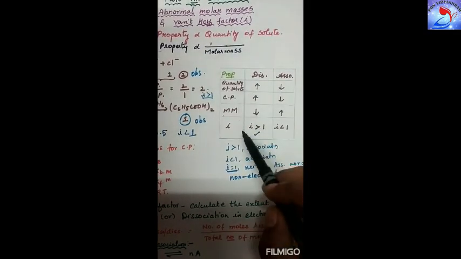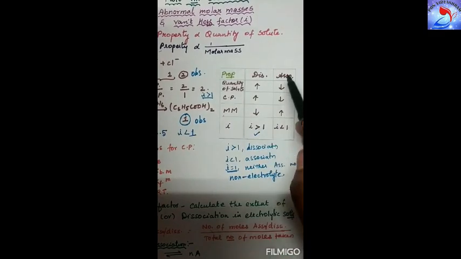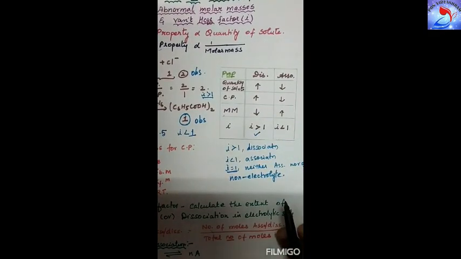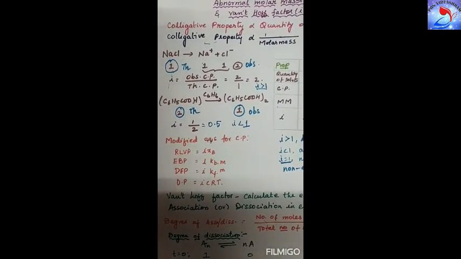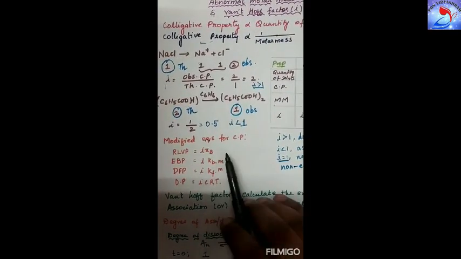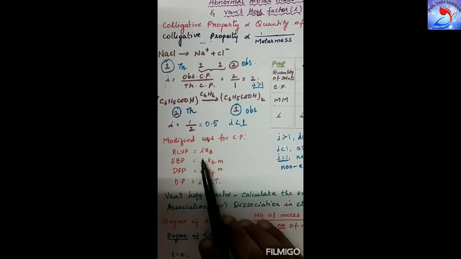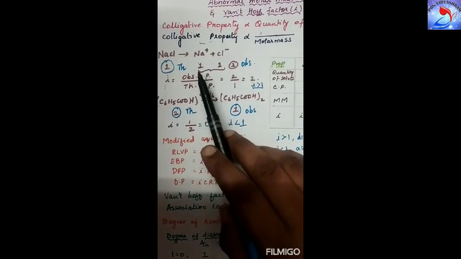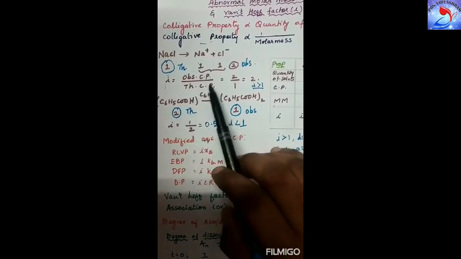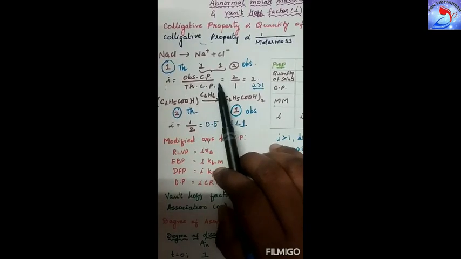So these are the properties of association and dissociation of solute particles. Now we have to look at the modified equations for colligative properties after introducing the Van 't Hoff factor i. What is i? i is nothing but observed colligative property upon theoretical colligative property.